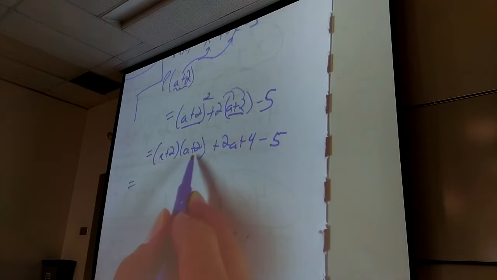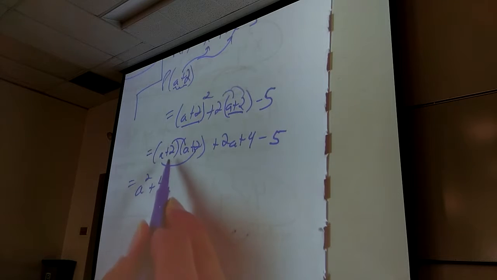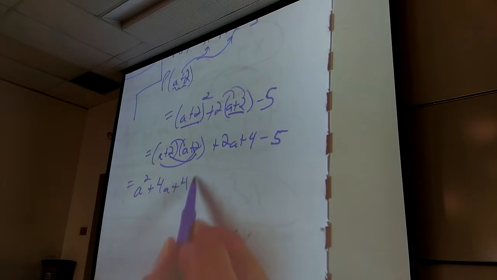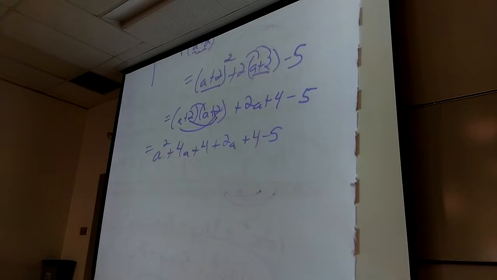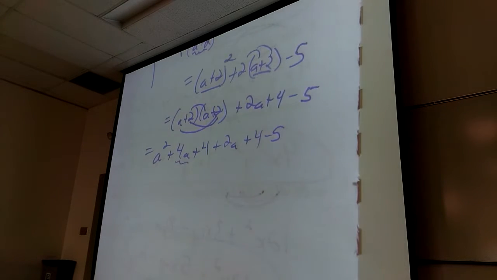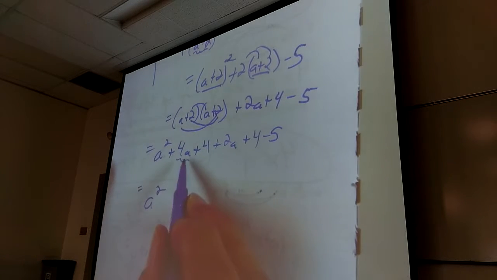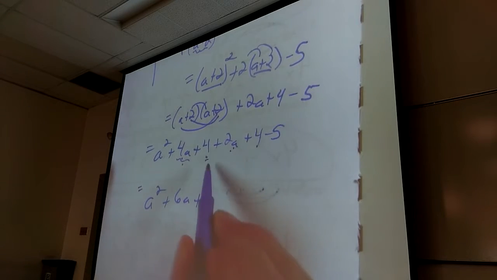So then here you get A squared plus 2A plus 2A is plus 4A plus 4. Plus 2A plus 2. Is that cool, guys? I went in and put the two like terms together in the middle. You get 2a plus 2a. And then you just finish it out. A squared plus 6a plus 8 minus 5.